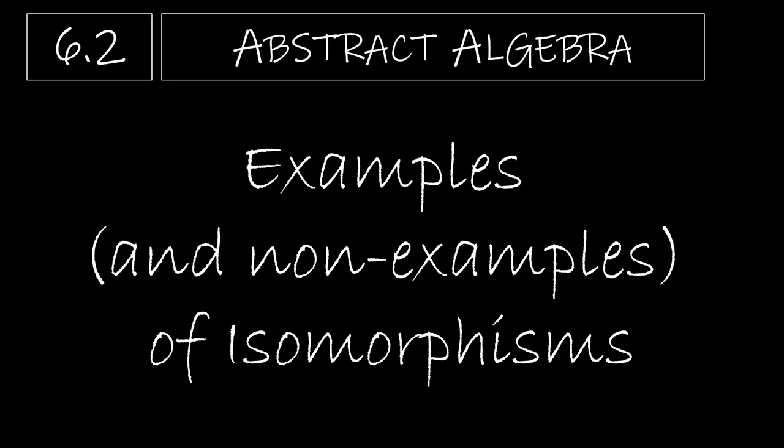In this second video for chapter 6, I just wanted to go through some more examples and some non-examples of isomorphisms. So some group mappings that are in fact isomorphisms and some that are not and why they are not. So make sure that you first watch video 6.1 where we've talked about what an isomorphism is in detail and the conditions that we need to check. And we're going to go ahead and continue checking those details for our first example.